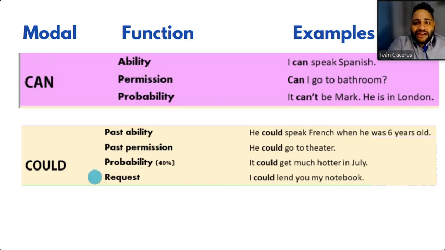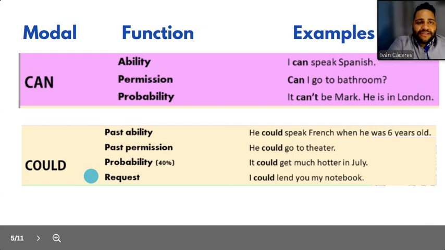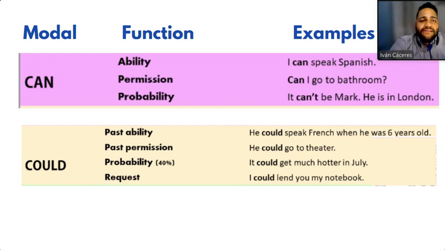And finally we have a request, which is to ask something to somebody. Could you please tell me what you prefer? Could you please go with me? Could you please call her? Could you please text him? Whatever you want to request. So here we're checking.